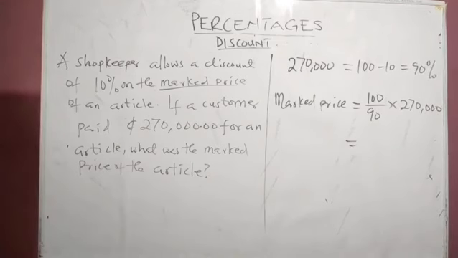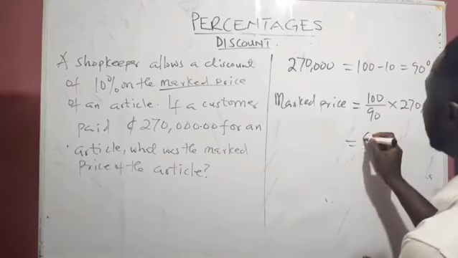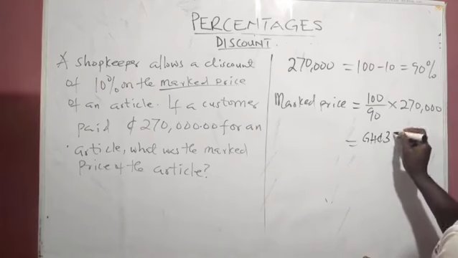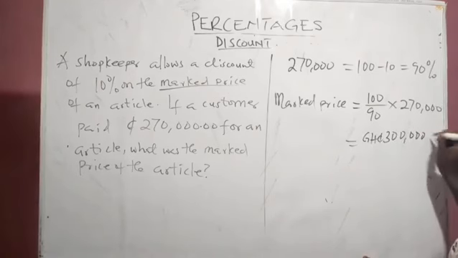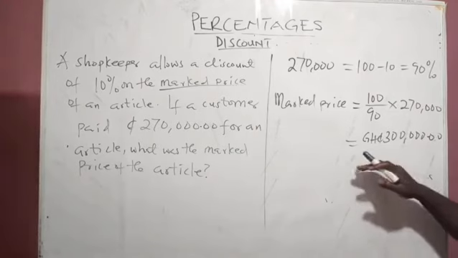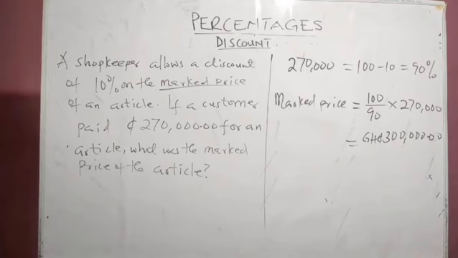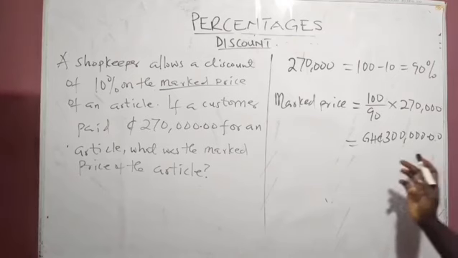So 100 over 90 times 270,000, and that will give us the original price. I think that would be 300,000. So the original price, or the mark price, was 300,000. So simple.